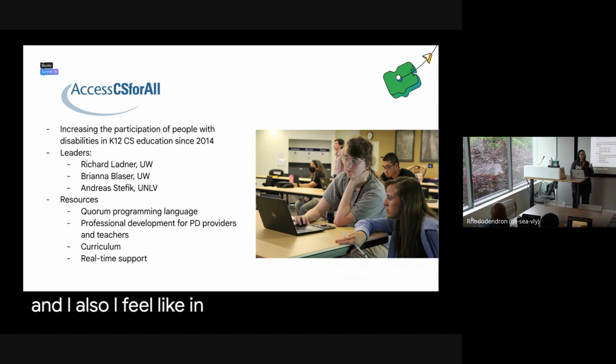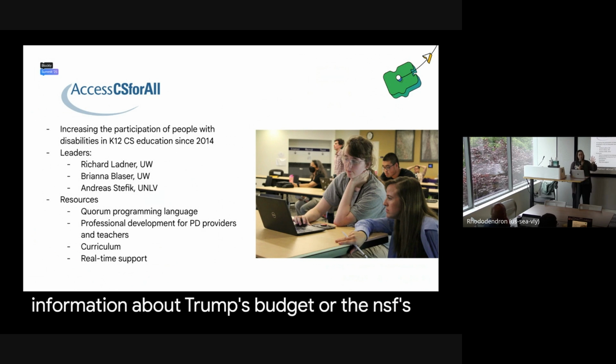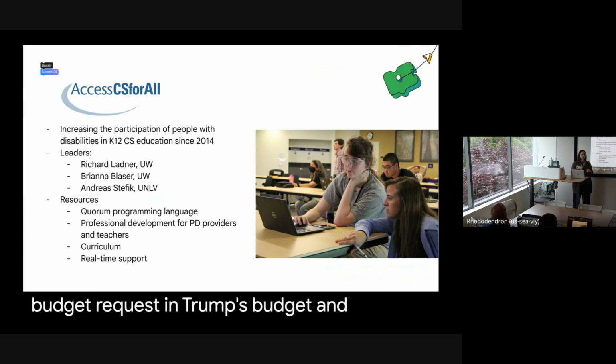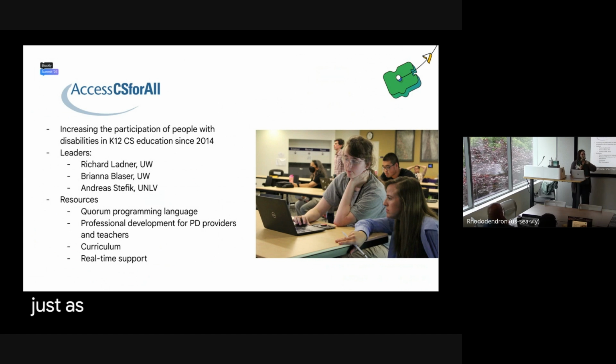I feel like in this moment, there's a little bit of commentary I need to make. Access CS for All has been funded by the National Science Foundation. If you haven't been paying attention, there have been so many cuts to NSF funding. Just this week, there's been information circulating about the NSF's budget request in Trump's budget, and the CS for All program, which supports these research practitioner partnerships, has $0. So I say that just as, we've done great work, we're excited to be doing this. Who knows what the future looks like for a lot of us that are funded by NSF. So do with that what you will.